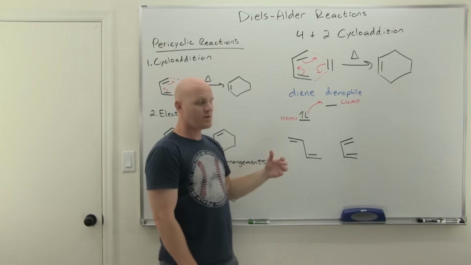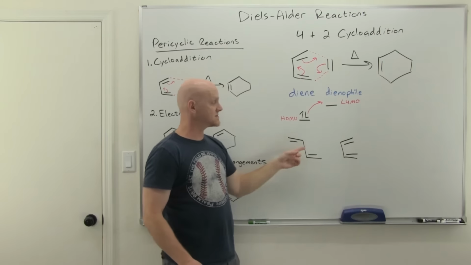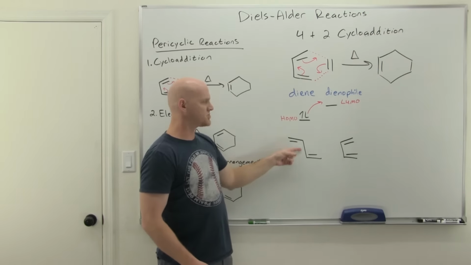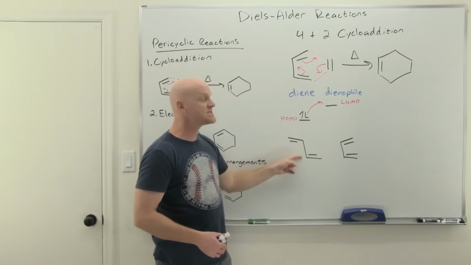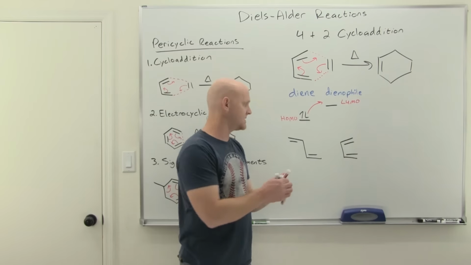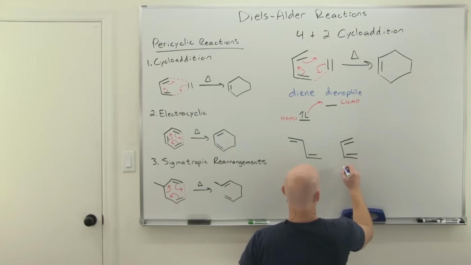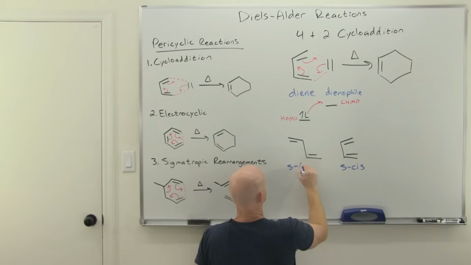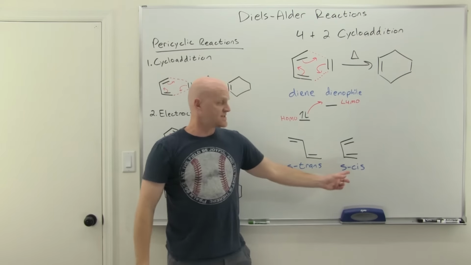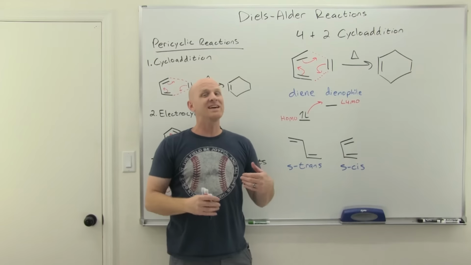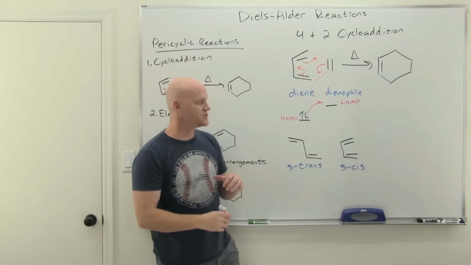It turns out that we can't really call this cis or trans, although this looks like cis and this looks like trans, because cis or trans is formally around a double bond that can't rotate. This is actually around a single bond, which can rotate. And so they give it a special designation. They call it S-cis, and this one S-trans. And the key is that the diene has to be in the S-cis conformation when the reaction occurs.